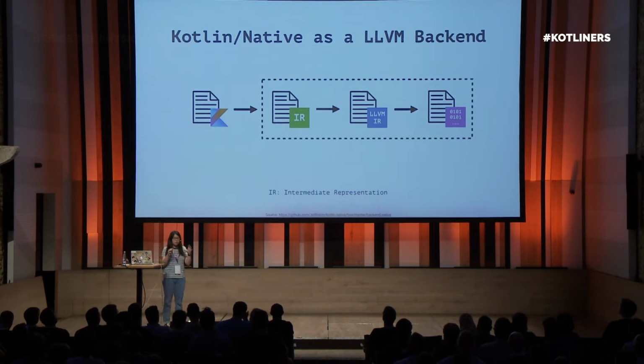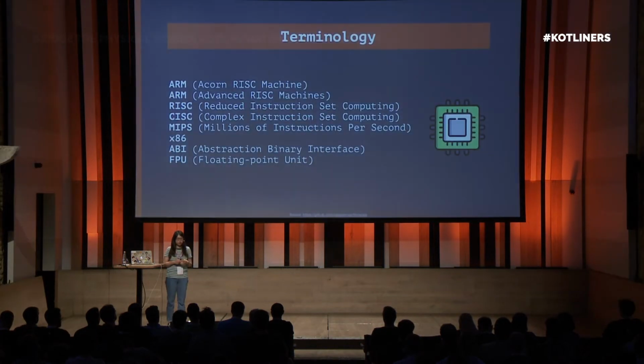So Kotlin Native as an LLVM backend looks like this. And the essential part of Kotlin Native is here. It's turning the intermediate representation of Kotlin code into LLVM intermediate representation. Then it becomes the binary, which we can execute on different platforms.